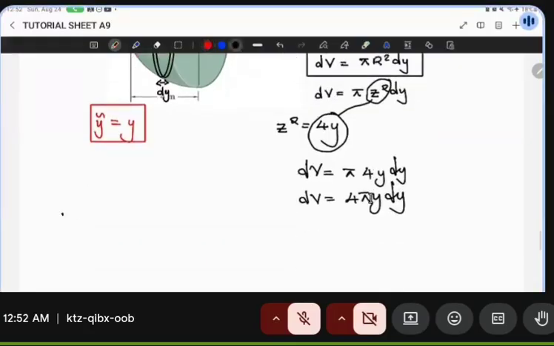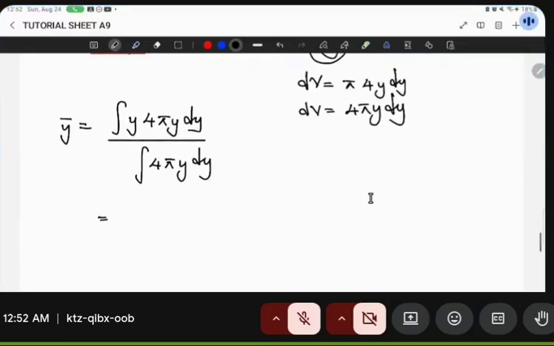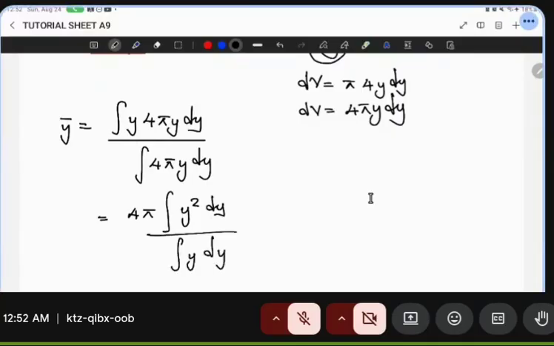So from there, we can get y bar. Y bar is the integral of y tilde, but y tilde is y, multiplying dV, which turned out to be 4 pi y dy, over the integral of dV, again 4 pi y dy. So this can now be written. We can factor out the constants since they will not be affected by the integral. Y and y will give us y squared over the integral of y dy.